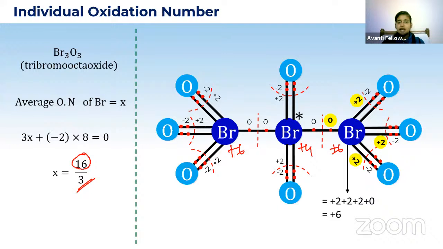So if they are asking you to find out the average oxidation number of bromine for this particular molecule, you have to calculate like this. Otherwise, they will ask you to find out the oxidation number of the middle bromine. In that case, you can draw the structure like this, separate the charges and take out the answer as +4. So for the middle bromine, the answer is +4, right? And for the terminal bromines you can go for +6. Terminal means the bromine which are present at the end. So each terminal bromine is carrying +6 charge.